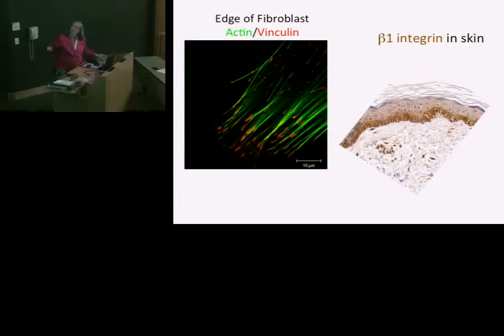If you look in tissues like skin, again, there's a lot of integrin staining in the skin. It looks very similar to what we saw for cadherin staining. There's a lot of matrix proteins here and matrix proteins there that it's binding to in the tissue.